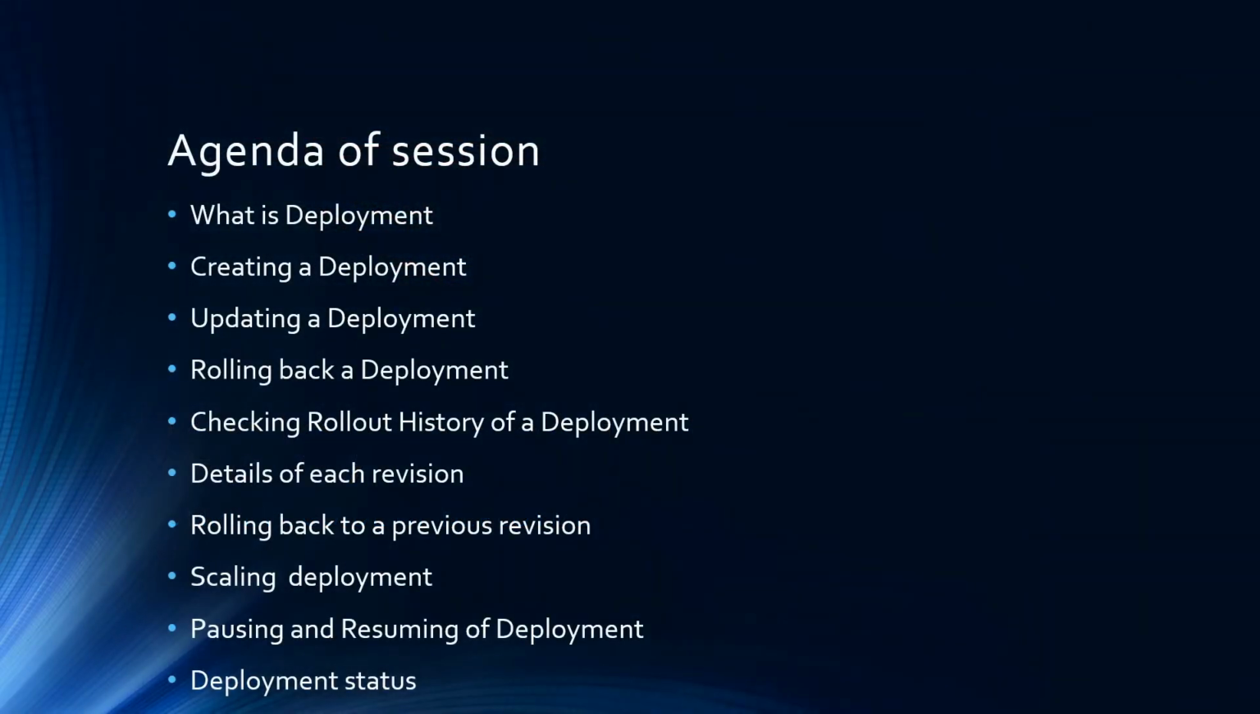The agenda of this course is we will go through the deployment, we will create one deployment, we will see how we can update the deployment, then we will go through the rolling back, then we will roll back to a previous version. We will see how we can scale the deployment. We will also try to pause and resume the deployment. And finally, we will end the session with deployment status.